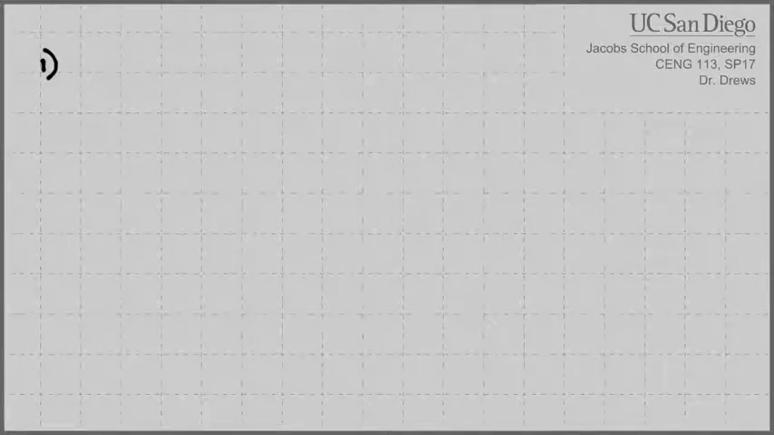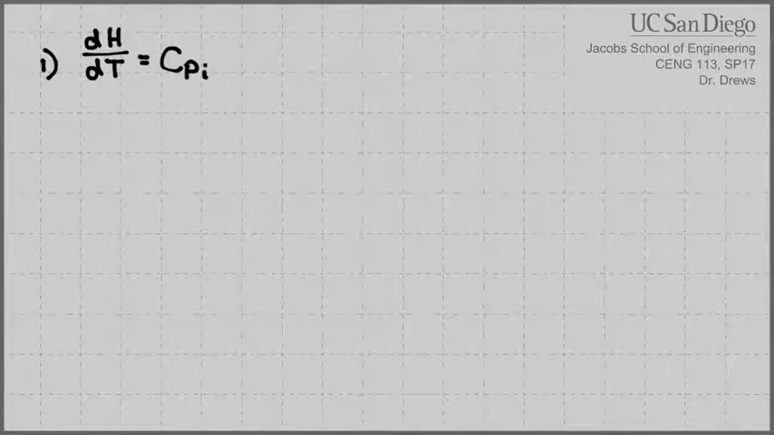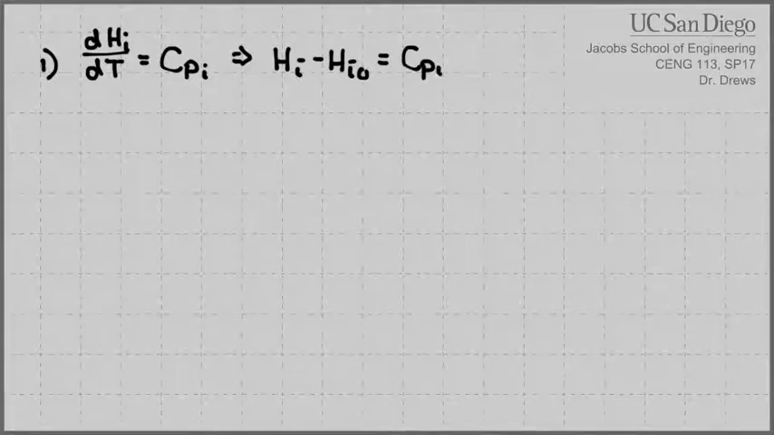So those 2 pieces of information. The first part is from thermo. Remember, from thermo we can have the change in enthalpy with respect to temperature is equal to the heat capacity of any I, enthalpy of I. Which means if you integrate that, you can get HI minus HI naught has to be equal to C sub P I times T minus Ti naught.